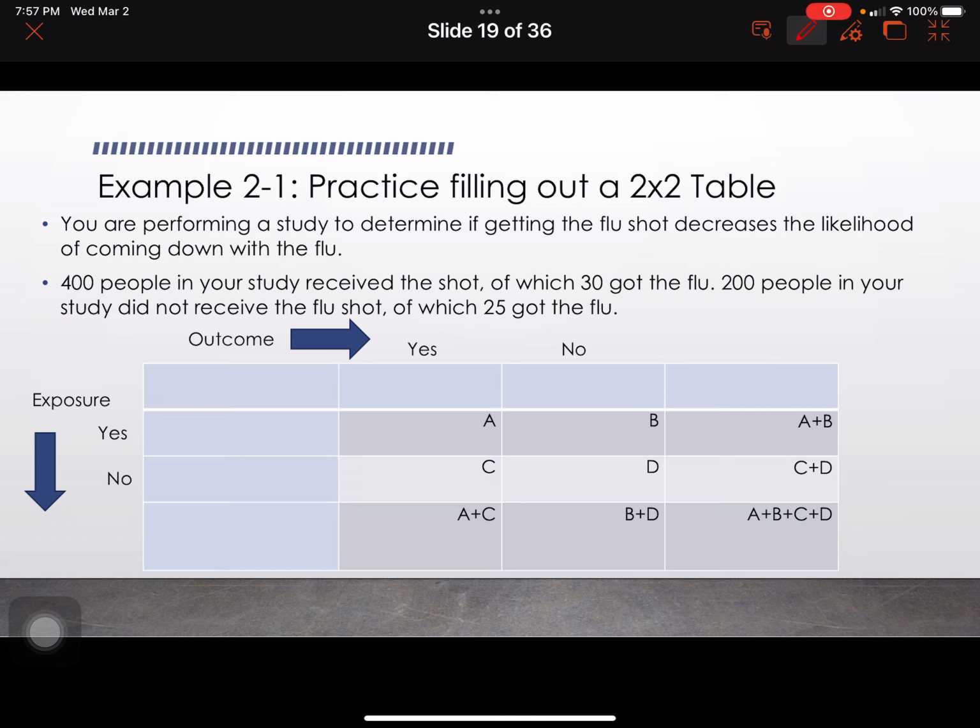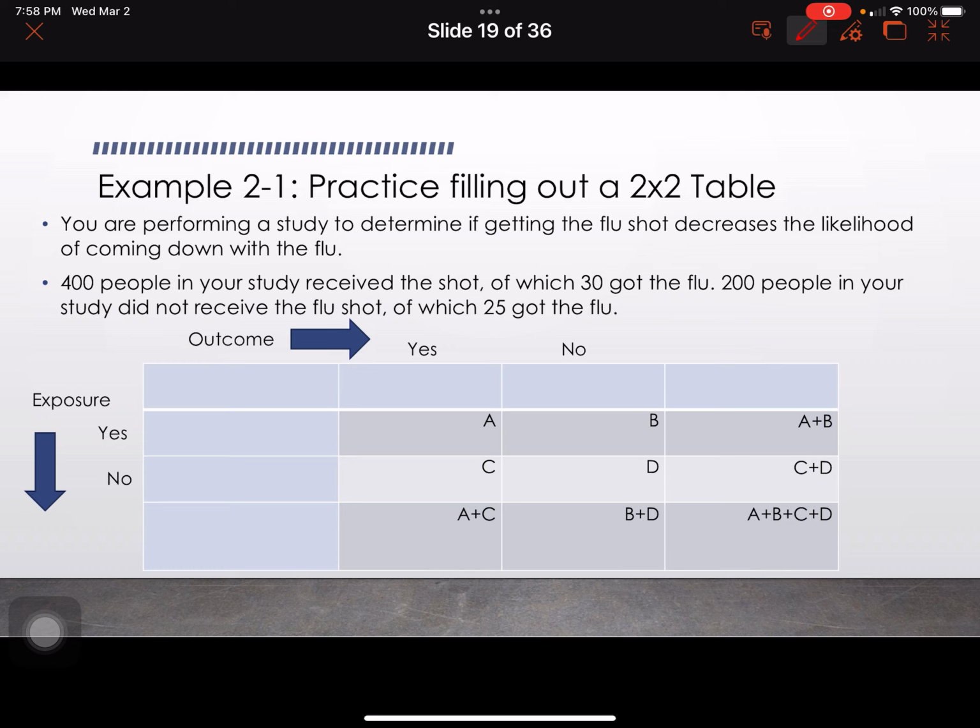Let's try another example, but with an exposure that ends up being protective, meaning it actually decreases your risk for the outcome. Take a moment to pause the video and see if you can complete the 2x2 table on your own. Alright, let's read through this together. You are performing a study to determine if getting the flu shot decreases the likelihood of coming down with the flu. 400 people in your study received the shot, of which 30 got the flu. 200 people in your study did not receive the flu shot, of which 25 got the flu.